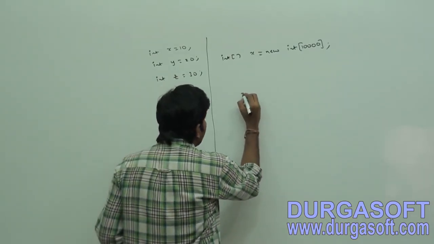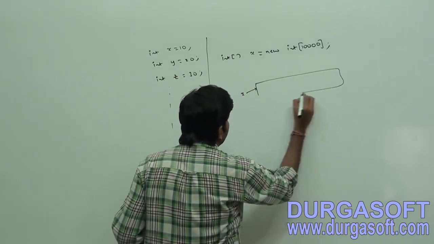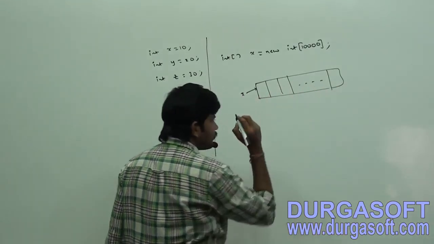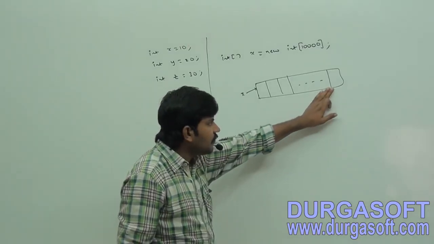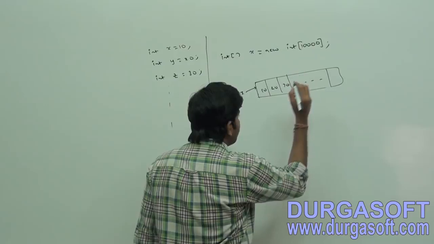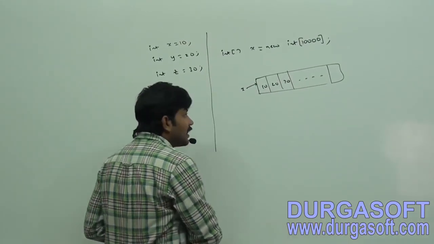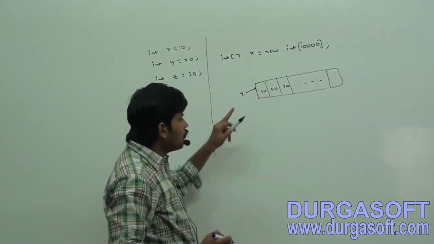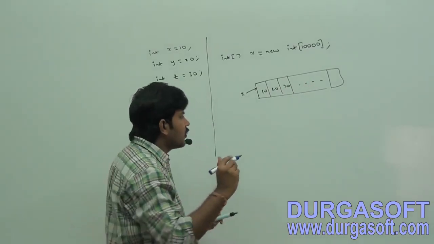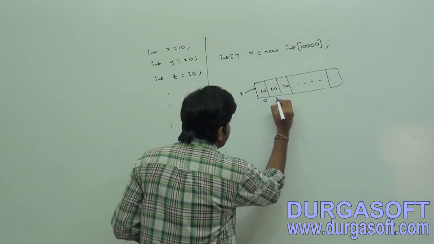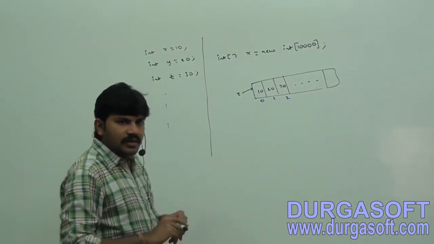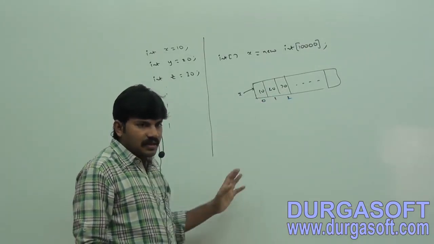Now, in x, how many values are there? 1, 2, 3 up to 10,000. Here you can represent 10,000 values: first value, second value, third value. Only one variable, 10,000 values, so how can you differentiate these values? By using the index. x[0] is 10, x[1] is 20, x[2] is 30, like that.